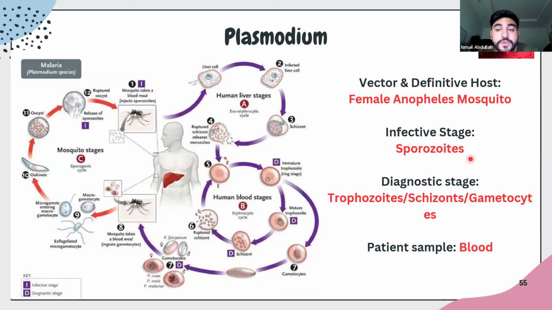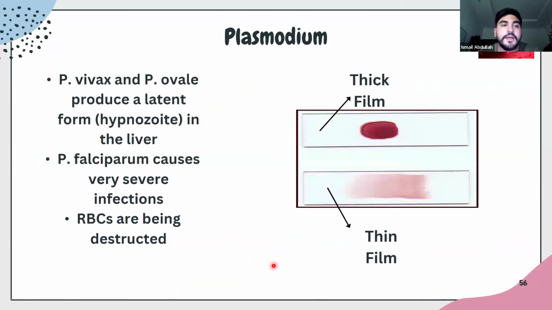Infective stage is going to be the sporozoite. Diagnostic stage, you can have a schizont, you can have a trophozoite, you can have a gametocyte as well, because these trophozoites can either continue to be mature trophozoites and then become schizonts again and repeat the entire cycle, or they will differentiate and become gametocytes. Gametocytes are usually banana-shaped. I'm going to show you in a bit.